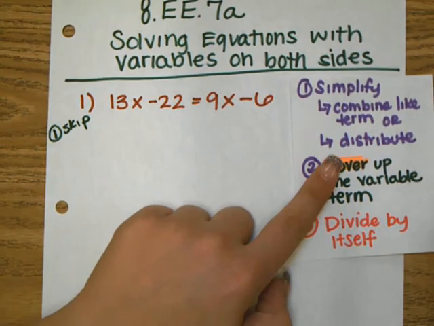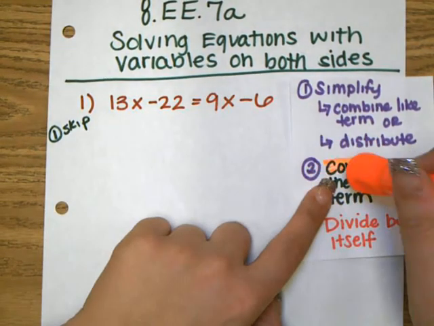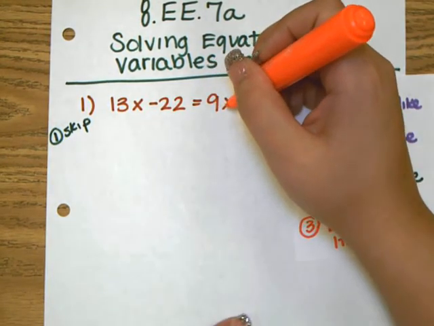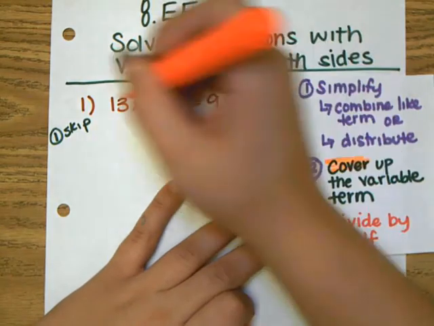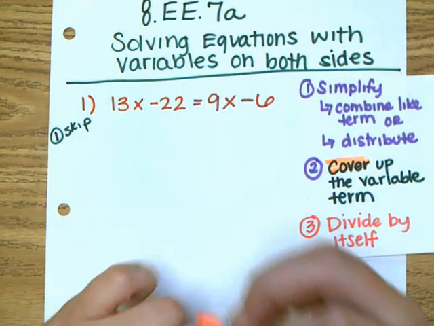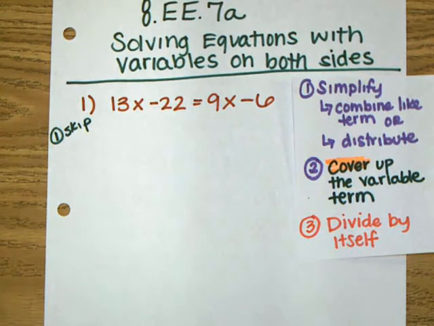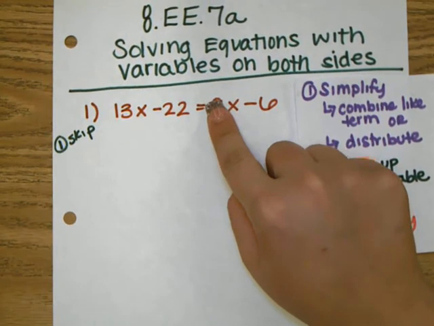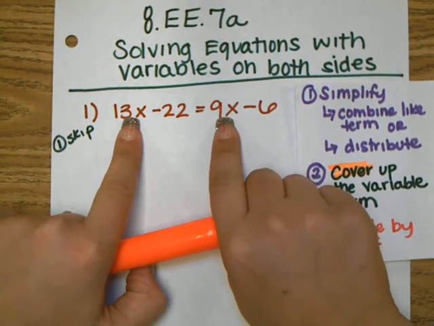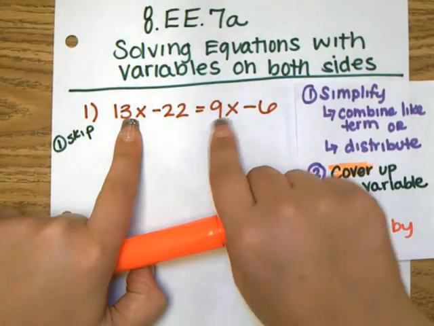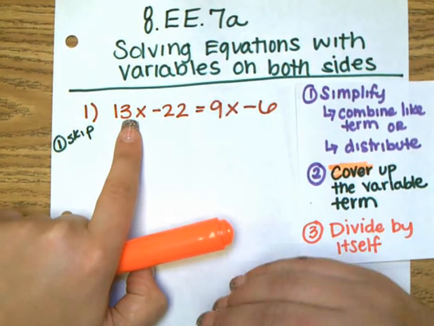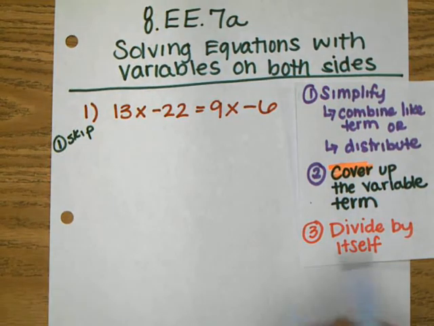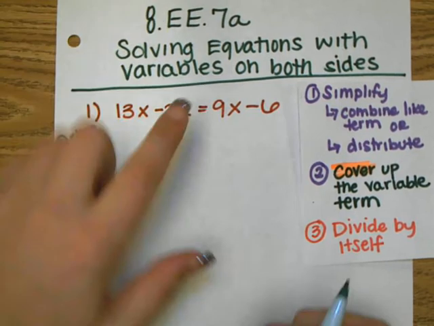Okay. Step 2 is I'm going to cover up, or if you have a highlighter, highlight where the variable is. But there's a problem. There's one on this side and there's one on this side. So if you remember from our lesson yesterday and the day before, there was only one variable term allowed. So we need to get rid of one of these. It does not matter which one. The work will look a little different, but you will still get the same answer. So I typically will sometimes get rid of the smaller term, so 9x.